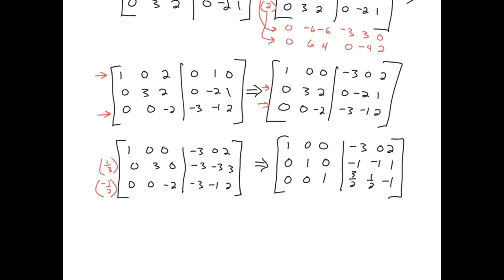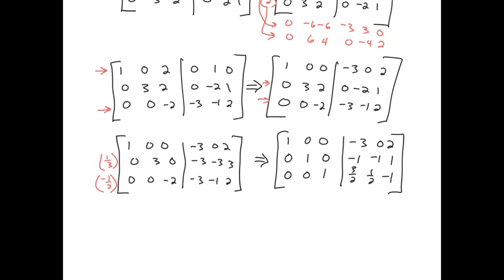So I'm going to move this up just a little bit, and you can see here that this is now the identity matrix, and this is now our inverse matrix. So our inverse matrix equals -3, 0, 2, -1, -1, 1, 3/2, 1/2, -1.